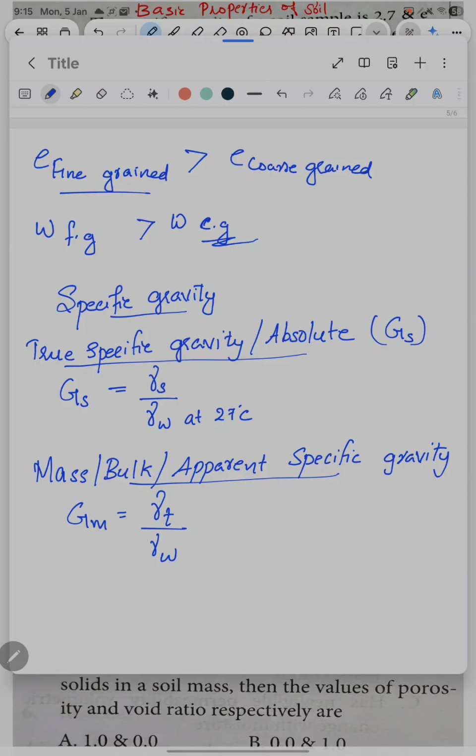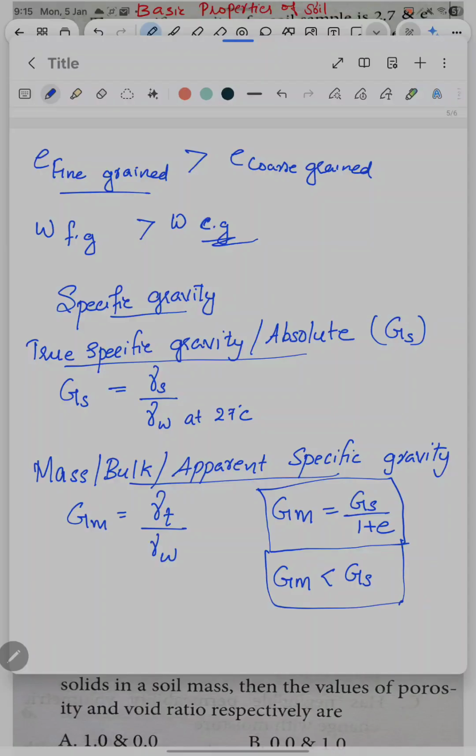And there is one relation between GM and GS. That is GM is equal to GS by 1 plus E. Sometimes questions may ask related to this equation also. GM is equal to GS by 1 plus E, and the value of GM is always less than GS.